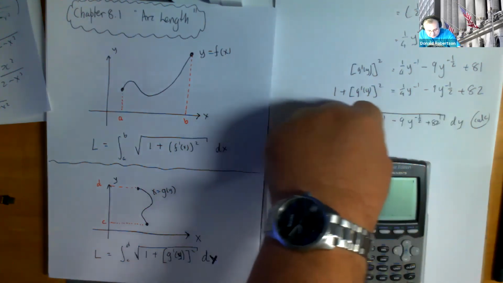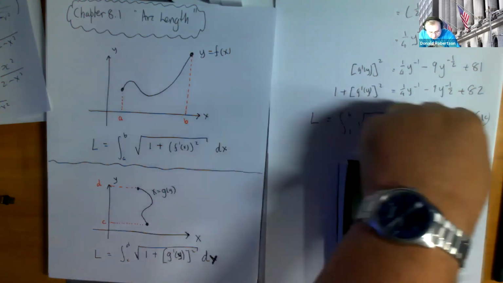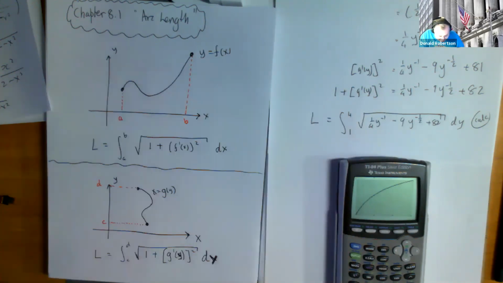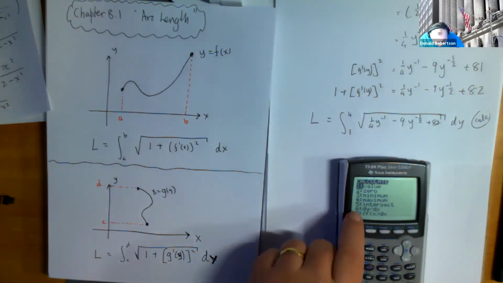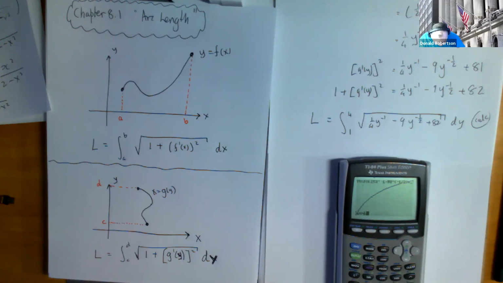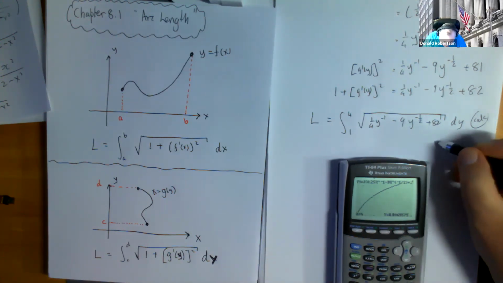This is basically what that guy looks like. And so if I find the area under that, this will tell me the integral, and this integral is the length of the arc. So you then go second calc, you say choice number 6, start at y equals 1, finish at y equals 4, and the answer will eventually fill in.